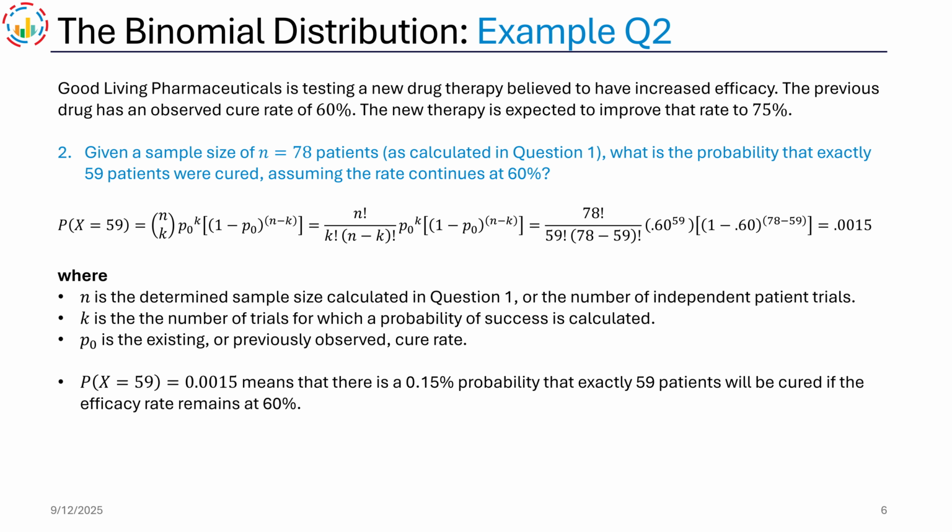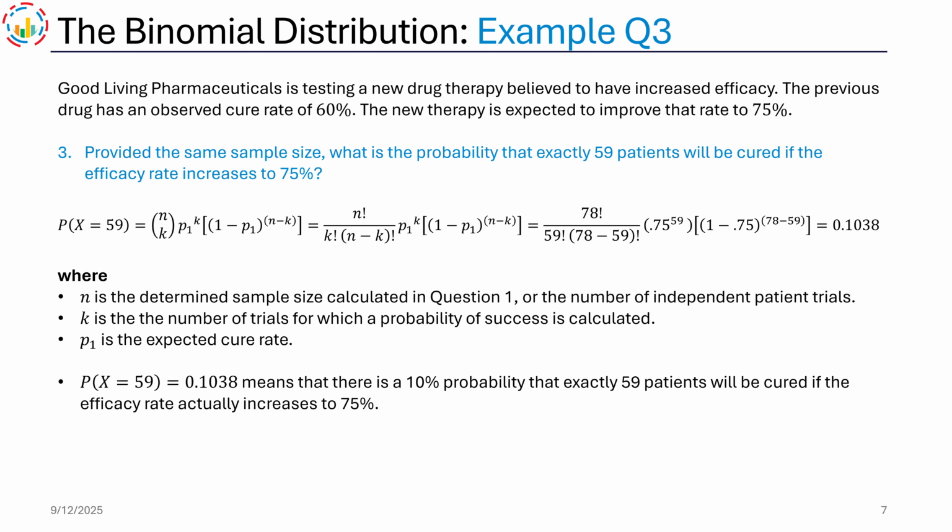This calculation focused on a single exact outcome where the probability of 59 of 78 patients being cured was determined. Probability calculations with the binomial distribution can also be performed to determine the probability of being at or below a fixed value, such as no more than 59 patients being cured. The alternative can also be calculated, the probability of more than 59 patients being cured.